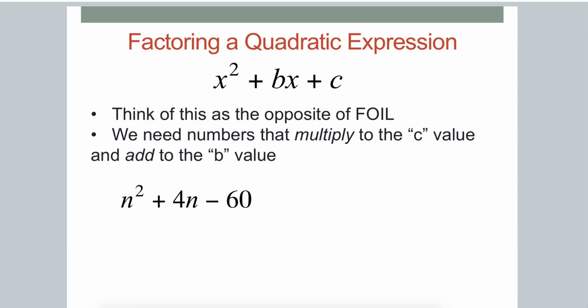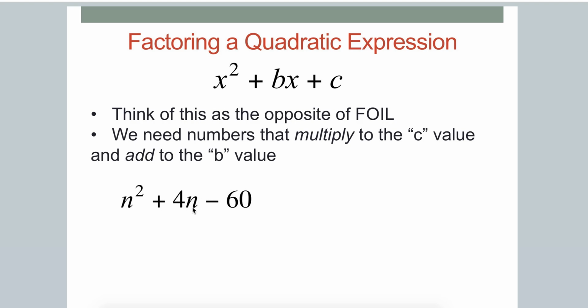So if we're trying to factor something that looks like this, x squared, or a variable squared, plus bx, meaning there's an x term with a coefficient in front of it, plus c, the constant. If we're trying to factor something that looks like this, which this example does, n just replaces x, but that's fine. It's just the variable squared plus a coefficient in front of the variable and then a constant.